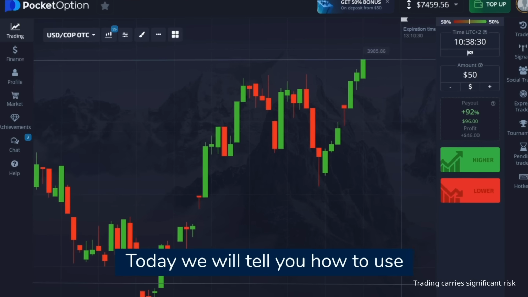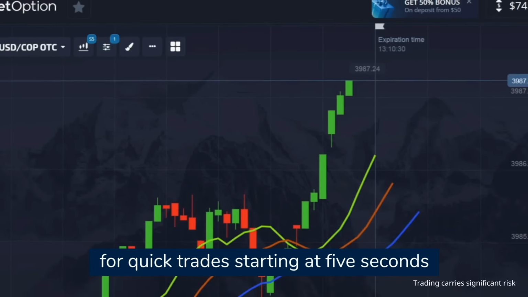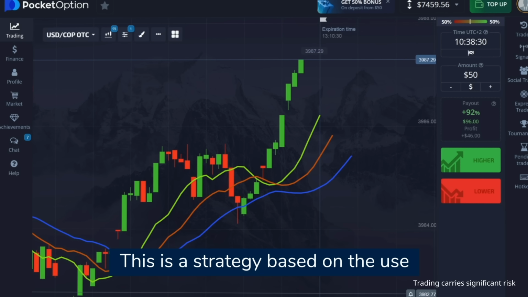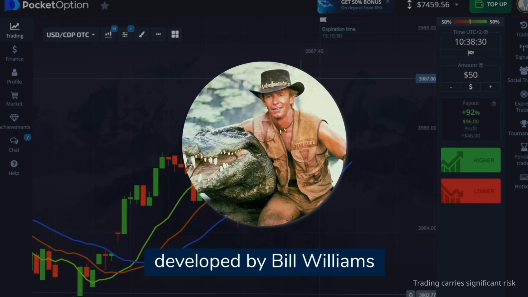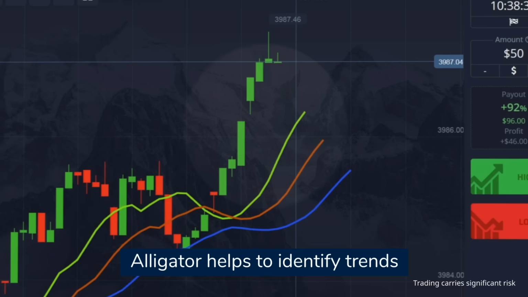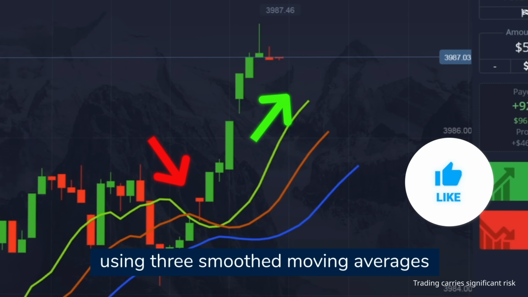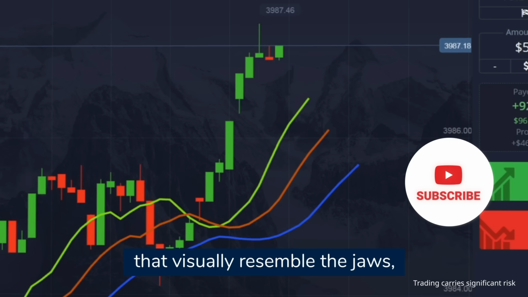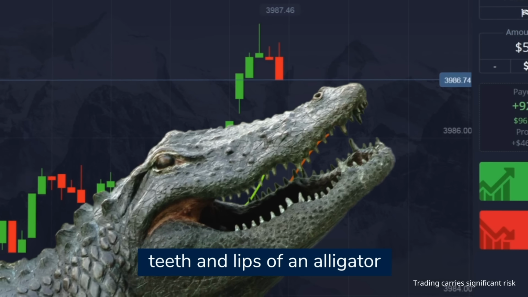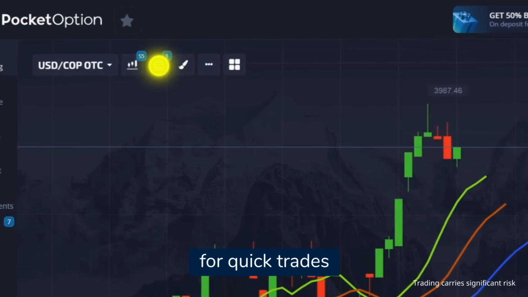Today we will tell you how to use the Alligator strategy for quick trades starting at 5 seconds. This is a strategy based on the use of the Alligator indicator developed by Bill Williams. Alligator helps to identify trends and their direction using 3 smooth moving averages that visually resemble the jaws, teeth, and lips of an alligator. How to set up the Alligator indicator for quick trades.